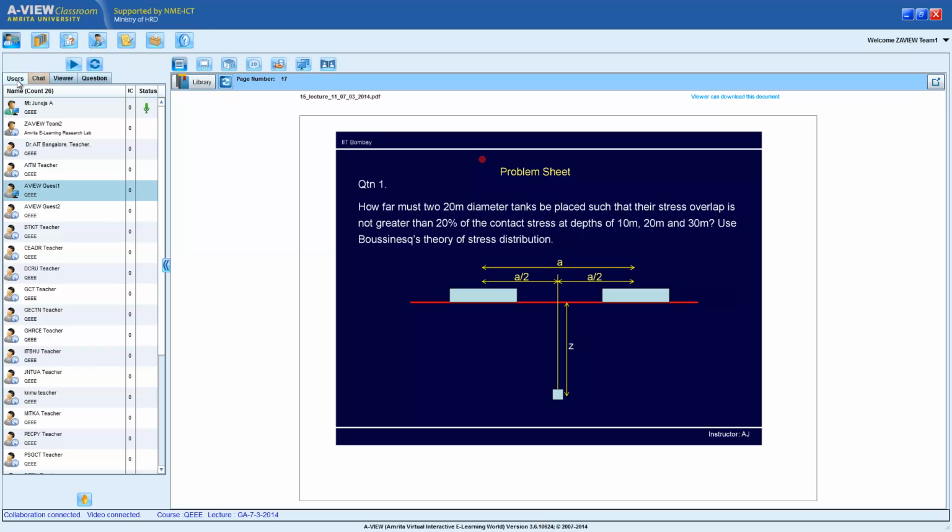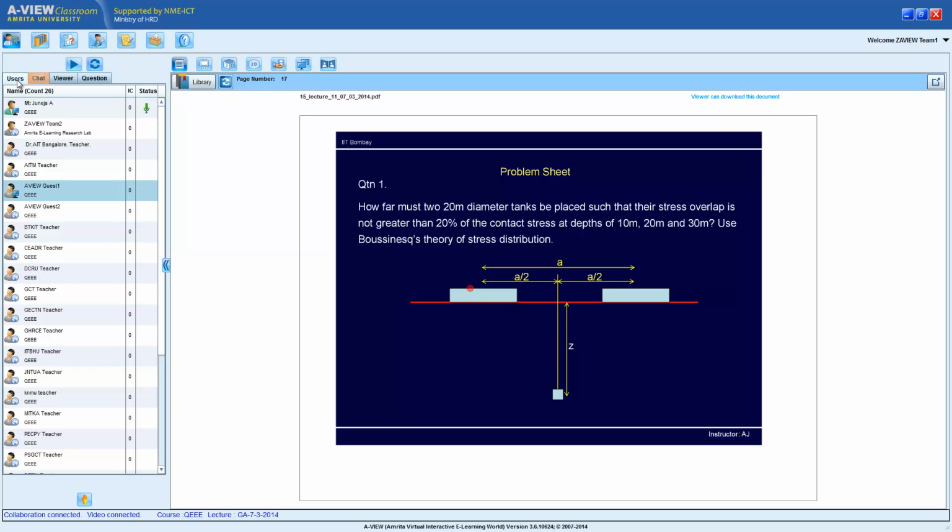Okay, so question 1, which you just missed, is an easier one. It says there are 2 circular footings placed at a distance a apart, and you're looking at a point z below ground. You're asked to find out what the spacing should be. So you're looking at a spacing of a such that the stress below ground at this point is not more than 20% of the load at the surface.